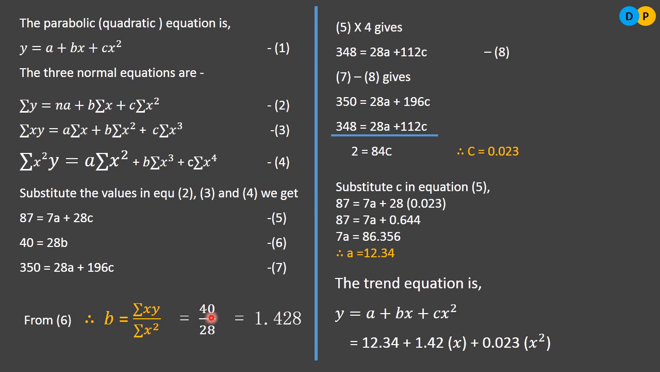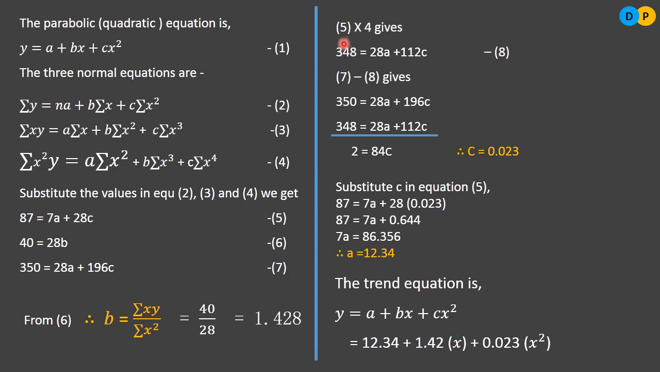By substituting the values, which we have already computed in the table, we will be getting the b value as 1.428. So we got only the b value, but we need to find the constant a as well as the constant c. So we need to use these two equations, equation 5 and equation 7. If you are aware of high school mathematical procedures to solve these two equations, you can adopt them, or else you can use some other method as well.